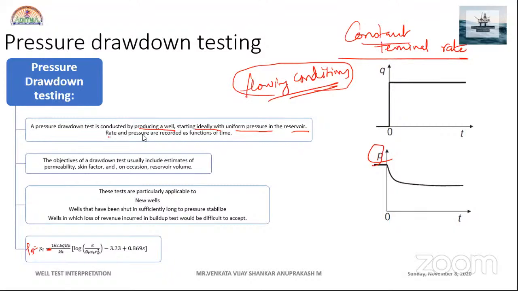Rate and pressure are recorded as a function of time. So Q and P are measured with respect to your time. What is the objective? You can get permeability. Of course, in the previous case of your build-up test also we can get permeability. Even from this also we can get permeability. But regarding the skin factor, you can get it more easily.